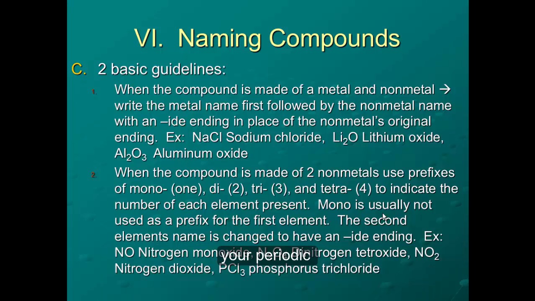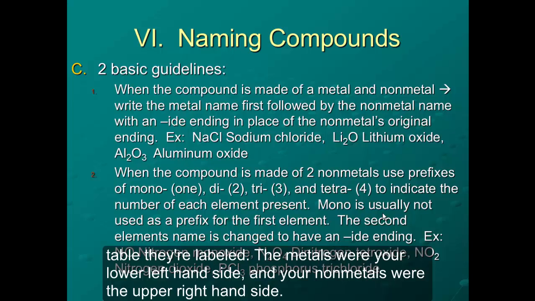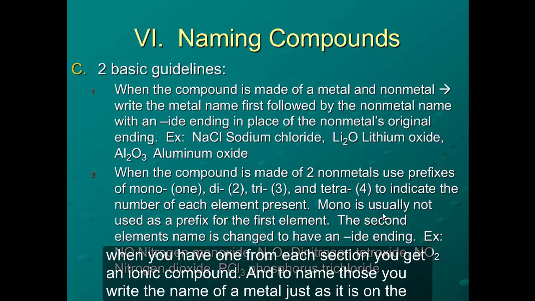The ionic compounds are made of a metal and nonmetal in some proportions. So if you remember on your periodic table, they're labeled. The metals were your lower left-hand side, and your nonmetals were the upper right-hand side. When you have one from each section, you get an ionic compound.